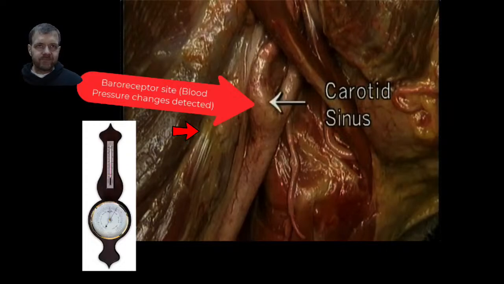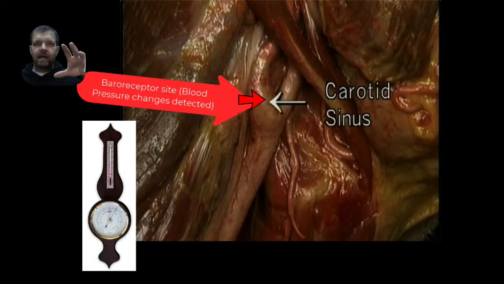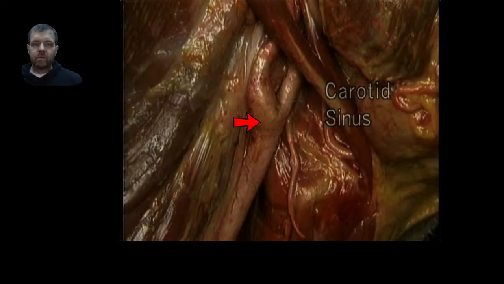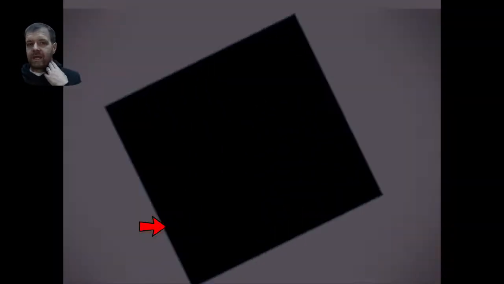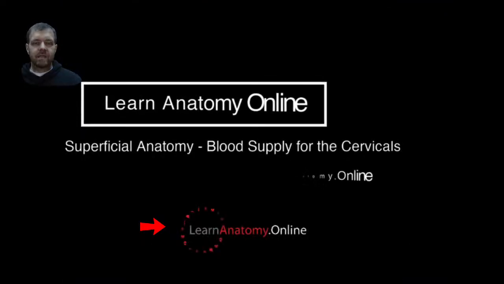So that area there, we've got a baroreceptor, which means a pressure sensor. So this senses your blood pressure. Okay, there's what's called the carotid sinus, which is an enlarged area, and you can see it there. There's like a swelling around it. So this is the baroreceptor site where blood pressure changes are detected. Okay, so that's a really important area. So this is why we get funny about massaging around someone's neck, because if you push on that, you will affect their blood pressure and they can faint.